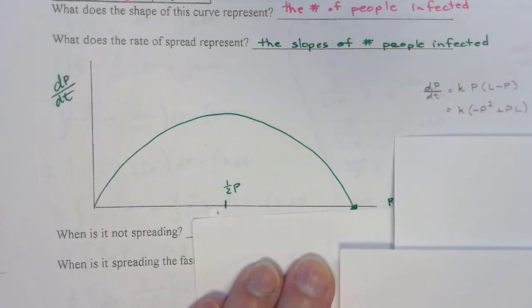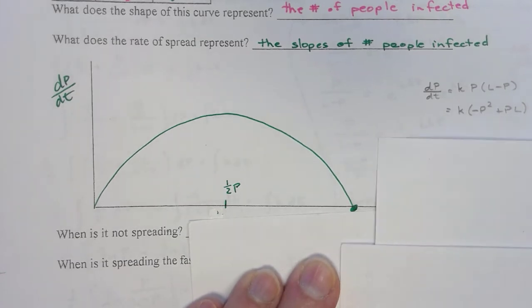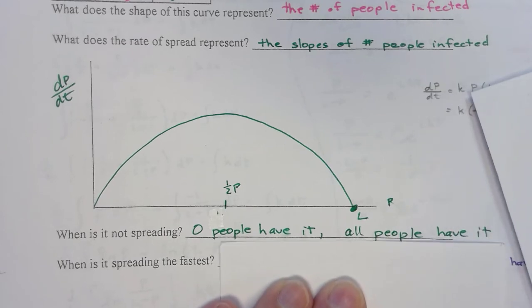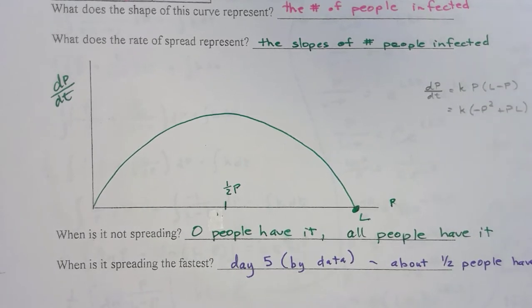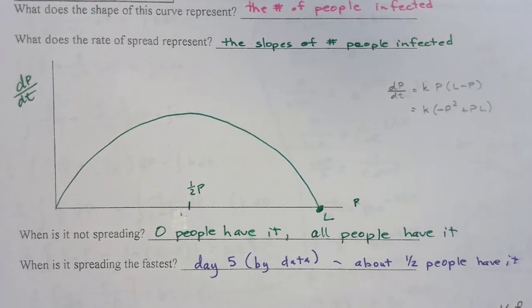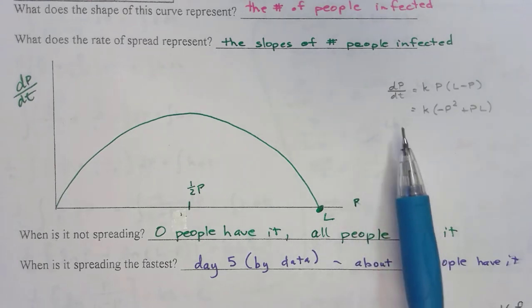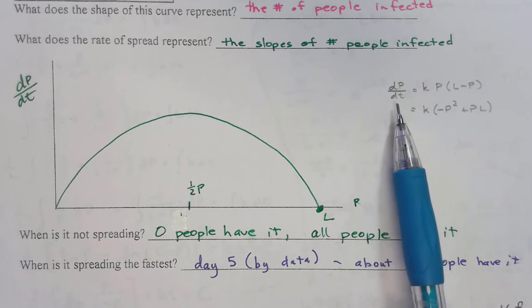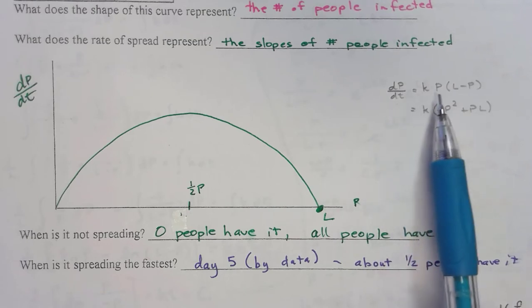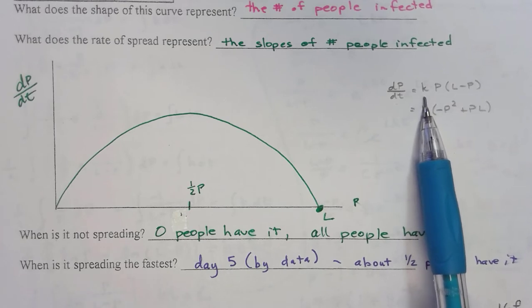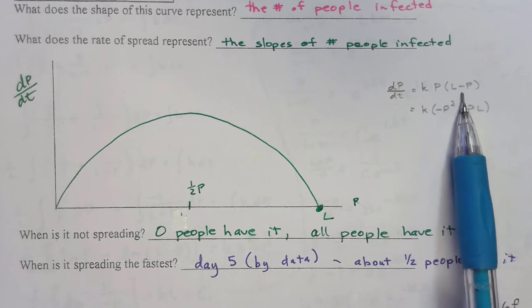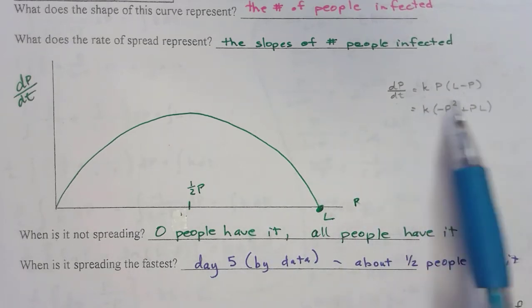When is this disease not spreading? When no people have it or when all people have it? When is it spreading the fastest? Well, in my data, by day 5, about half the people have it. Now, our differential equation for a logistic model is, I love this, the rate of change is proportional to the population that has it and the population that doesn't. So you will see this often.